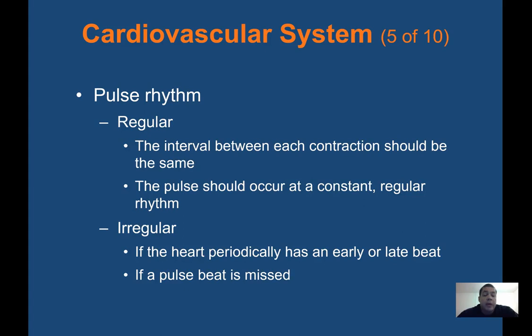Pulse rhythm. Regular: the interval between each contraction should be the same. The pulse should occur at a constant, regular rhythm. So do you feel a pulse every 2 seconds? Do you feel a pulse every 5 seconds? Is it consistent? Irregular: the heart periodically has an early or late beat, or a pulse beat is missed.